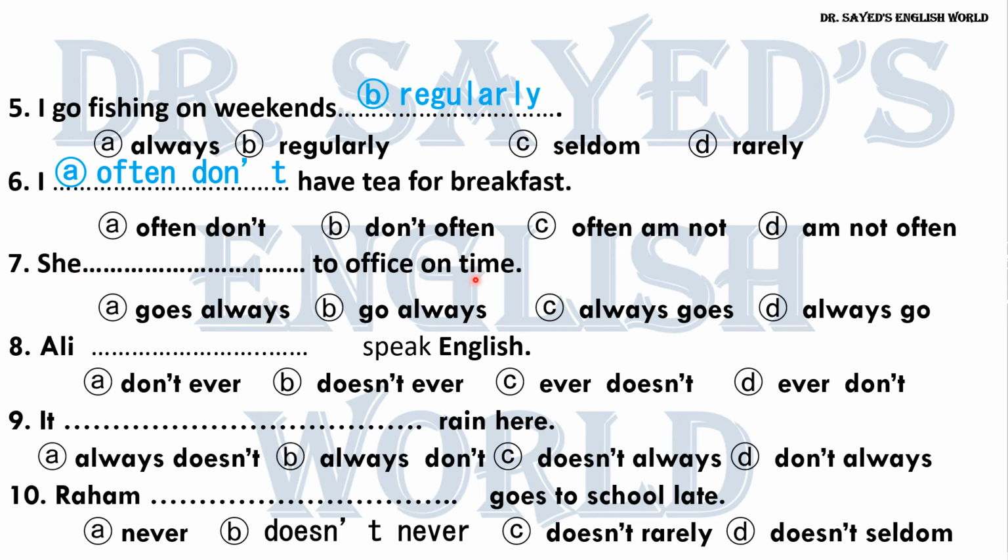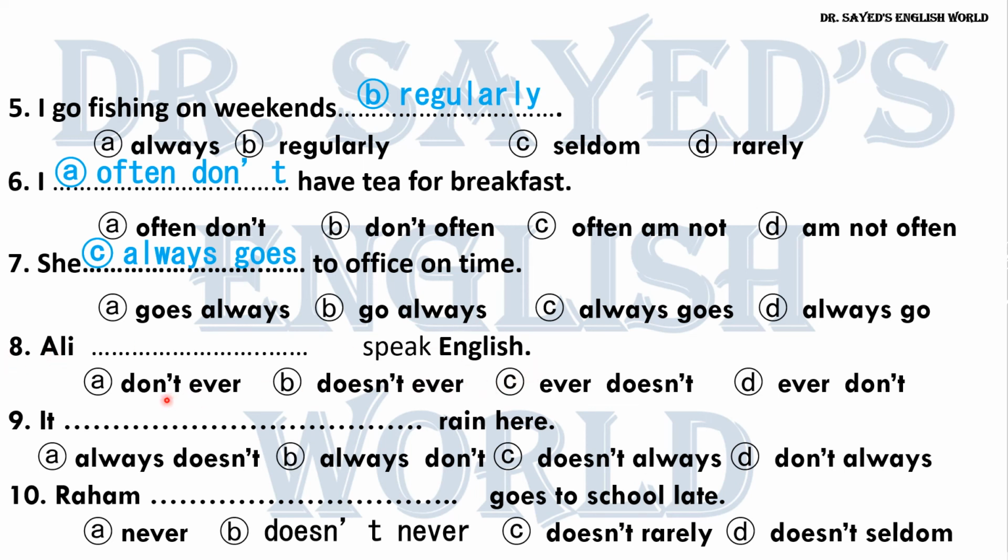Number 7. She to office on time, goes always, go always, always goes, always go. And the right answer is always goes, because always comes before the verb, before the lexical verb, the verb that has meaning.